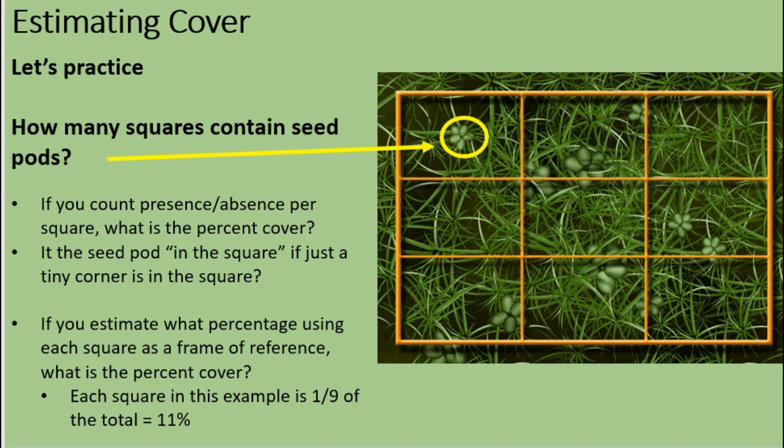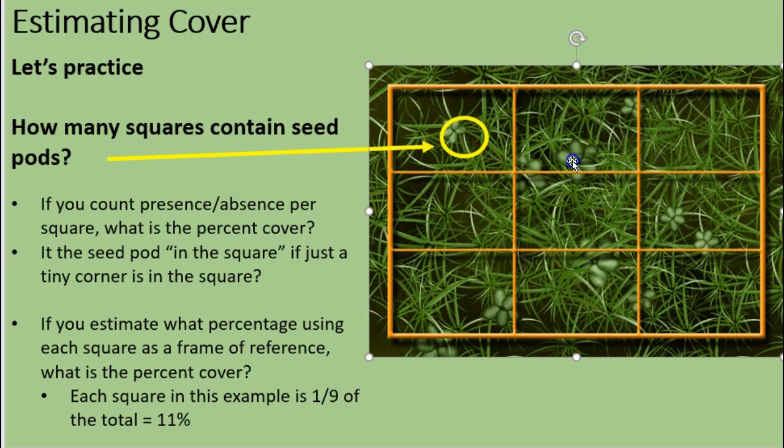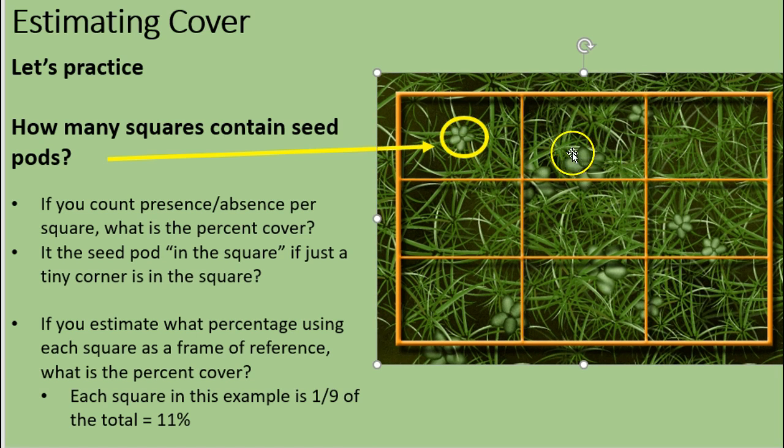So let's practice. How many squares contain seed pods? These are seed pods right here. If you count presence or absence per square, what is the percent cover? If the seed pod is, quote, "in the square," is it just in the tiny corner of the square? Does that count? Or does it have to be totally in the square? These are the questions you need to ask yourself.